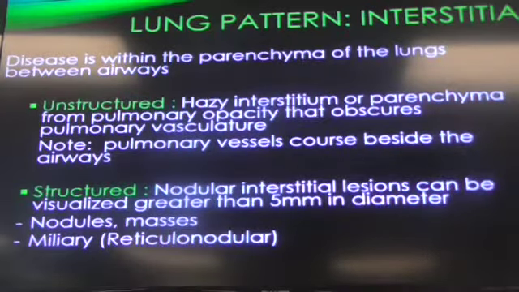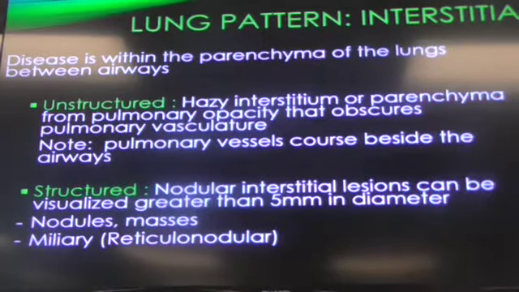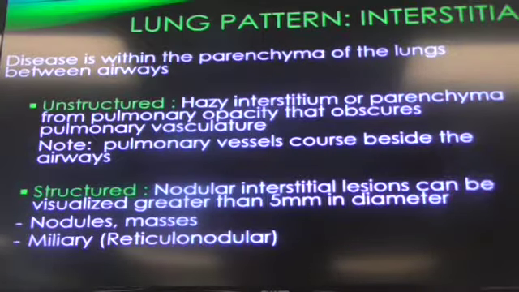Structured interstitial means either miliary pattern or a nodular pattern or masses. In summary, structured is something with sharp margins. So you are seeing opacities in the interstitium with sharp margins. So nodules will have sharp margin, masses will have sharp margin, and miliary is reticulonodular, which means very small nodules. It's actually nodules, but teeny tiny.